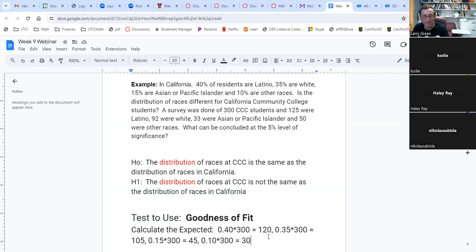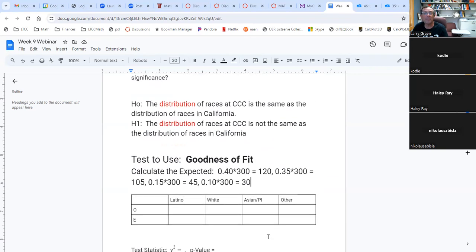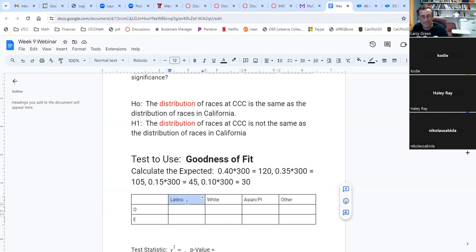Then the next step in this process is to create a table. So here's how the table works. For the columns, you write down all the possibilities for the survey answer. We have Latino, we have white, we have Asian Pacific Islanders, and we have other. For the rows, I'm going to write O for observed and E for expected. Any questions on the table?